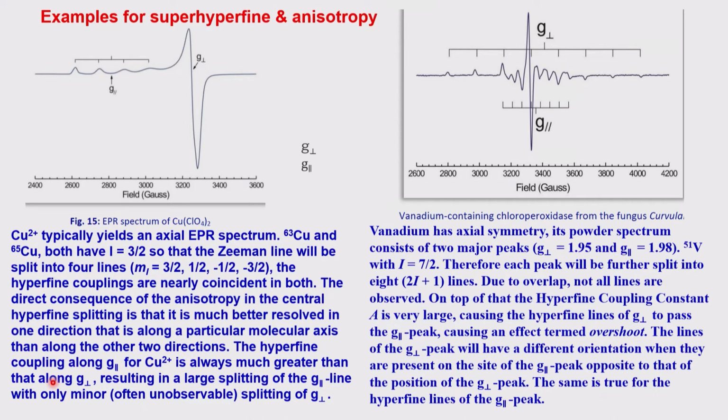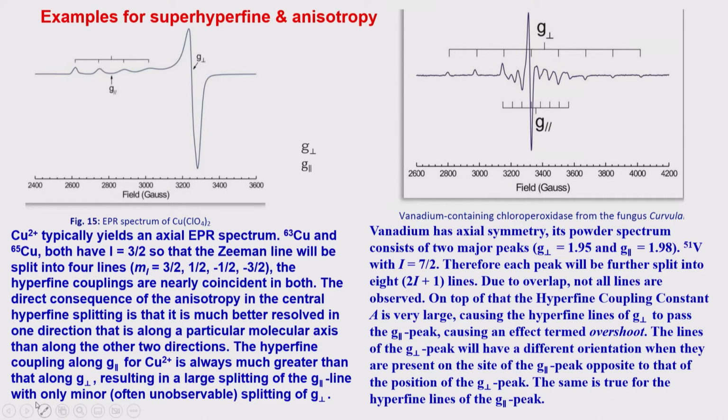The spin density, how much it spends, will help in understanding the covalency factor in the bonding, among other things. So you can see hyperfine is always much greater than that of the G perpendicular, resulting in a large splitting of the width only.